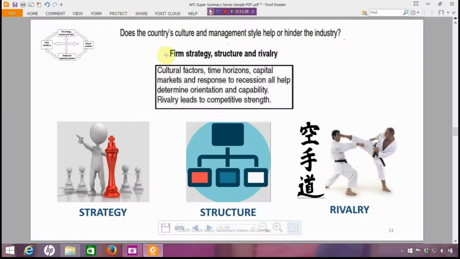In terms of strategy, structure, and rivalry, this is probably the area of the diamond that students find difficult to understand. So let me break it down for you. Really what we're saying here is, what is it about a particular nation's culture or management style that lends itself to particular types of industries? Now, you'll probably be familiar with a theorist called Handy and his definition of culture. His definition is that basically culture means the way we do business around here.